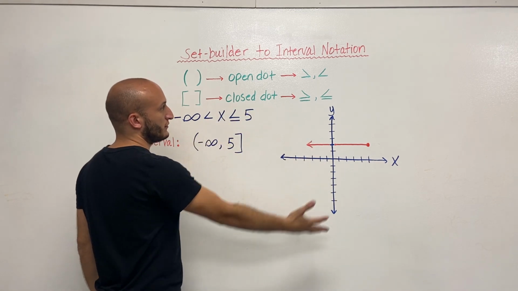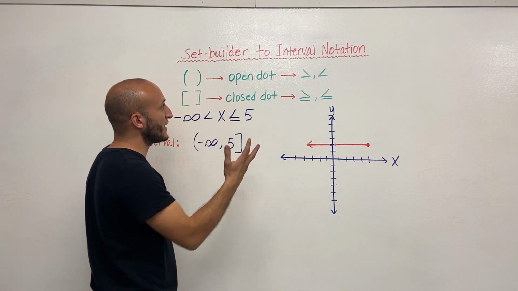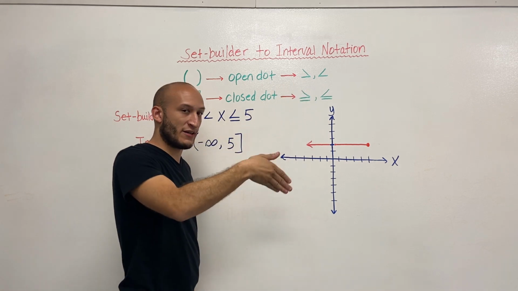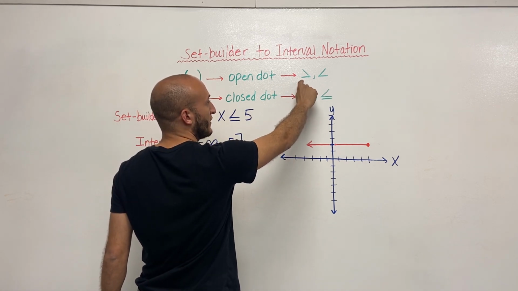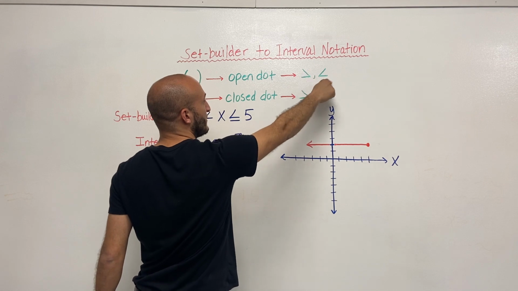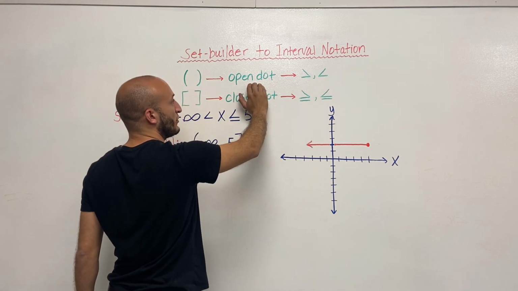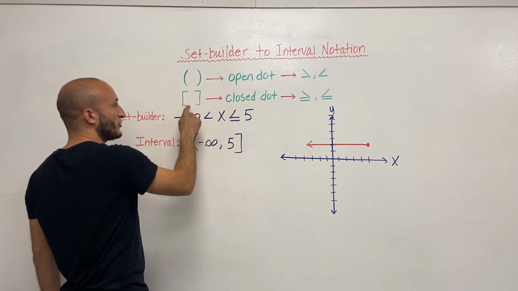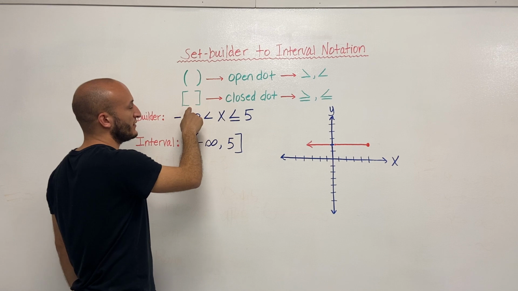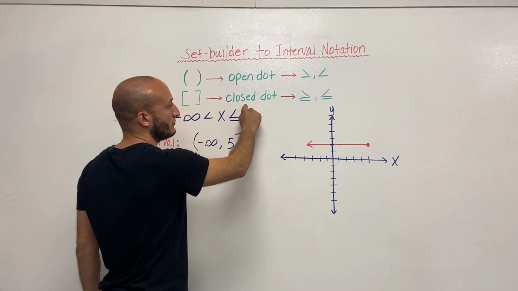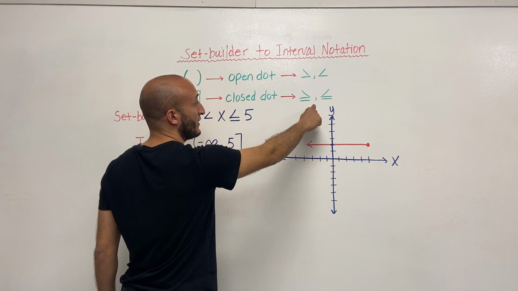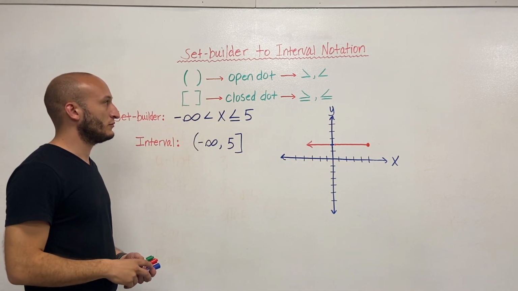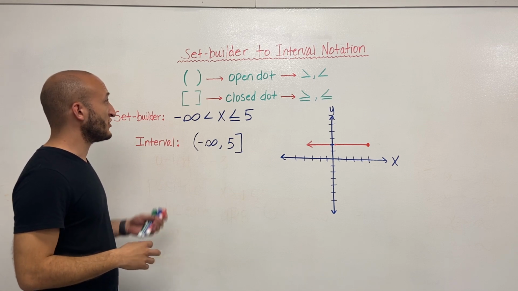Now, most of us are clear with this. If you're not, an open dot would be used when I don't actually land on the value, so it doesn't have an equal. When I have this inequality sign, I'm writing an open dot. For square brackets, I'm going to use a closed dot, and it's when I have these inequality signs, greater than or equal to or less than or equal to. That's simple. It's just remembering these.